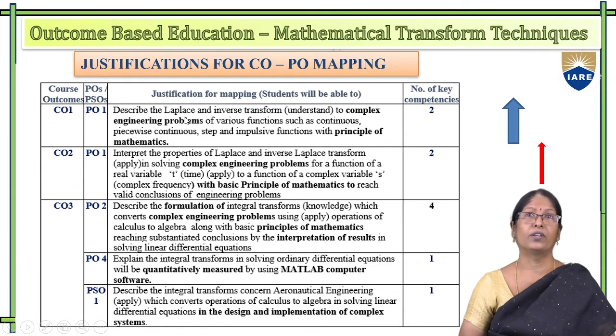How are they connected? Here we can see PO1 describes the Laplace inverse transformation. This program outcome 1 has 3 elements, whereas PO2 has 10 elements and PO4 has 11 elements. Now, among the 3 elements of PO1, how many elements does our course outcome satisfy? It satisfies 2 elements. So what is program outcome 1?